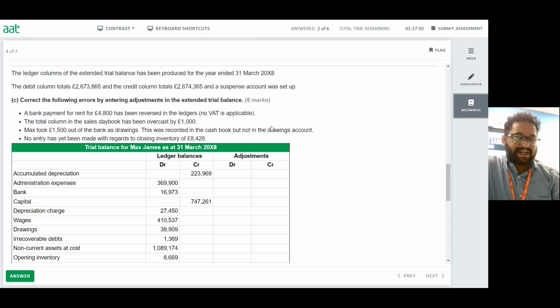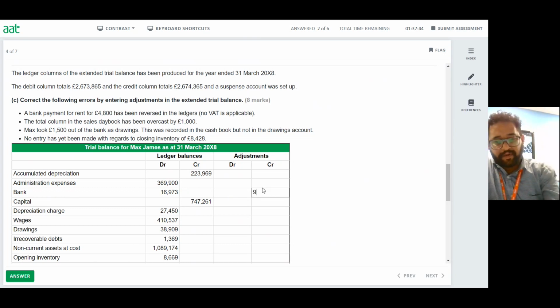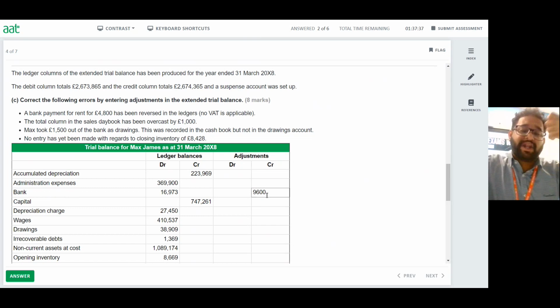Therefore, there is no suspense account involved here. So on the bank account, I will enter £9,600, because I have to do that twice, isn't it? Once to remove the incorrect amount and once to enter the right amount, we put that £4,800 again. So this is the first entry.